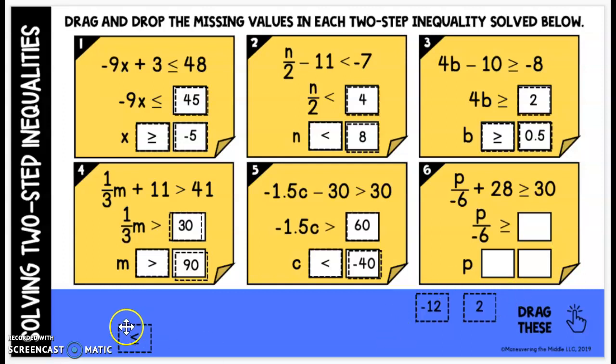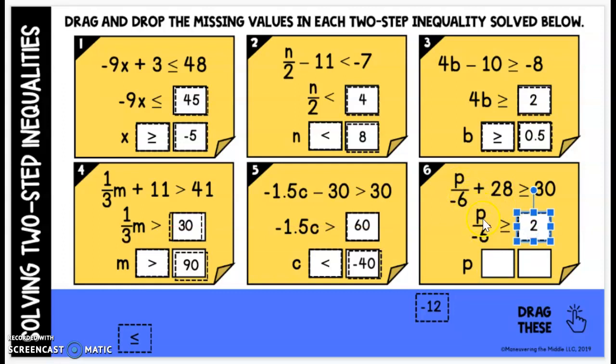All right, last one, and it looks like we're doing pretty good. We haven't messed up yet. I have p divided by negative 6 plus 28 is greater than or equal to 30. Ogres are like onions. I have this positive 28 that I'm going to get rid of. So the opposite of positive 28 is negative 28. What I do to this side, I do to the other side. So I have 30 minus 28. That gives me 2. I bring down my p divided by negative 6.